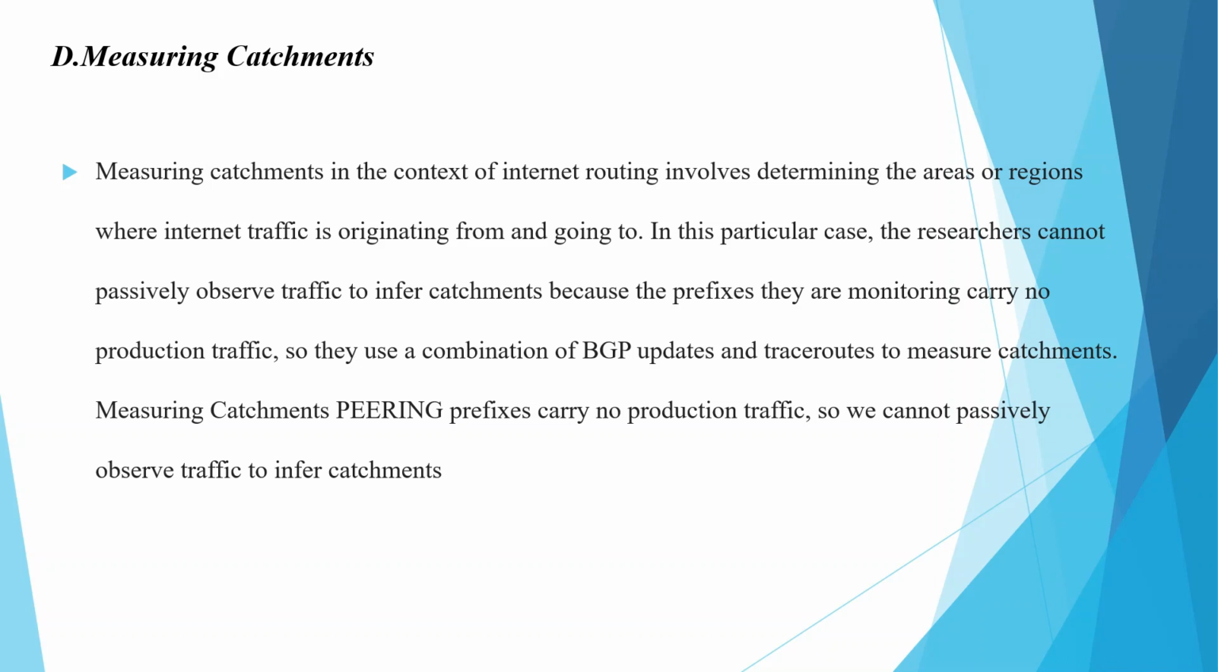Next, we have measuring catchments. In the context of internet routing, determining the areas or regions where the internet traffic is coming from and going to is known as measuring catchments. Because the prefixes they are monitoring do not carry any production traffic, the researchers in this case are unable to passively observe traffic to infer catchments, so they use a combination of BGP updates and traceroutes to measure catchments.